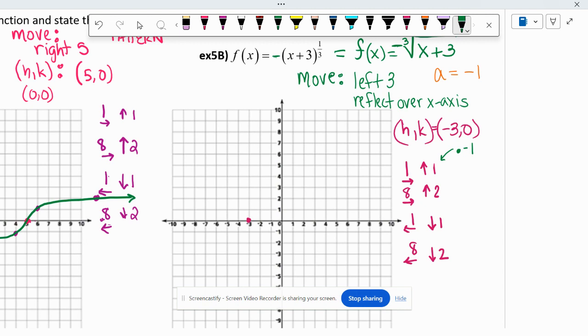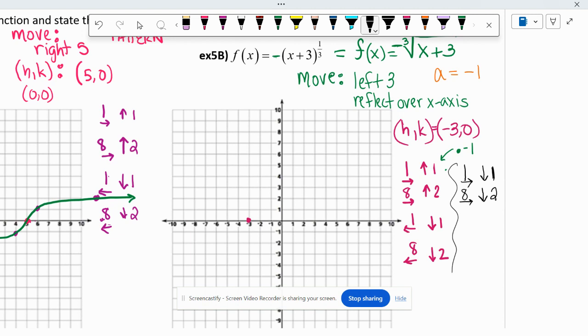So now if I move 1 unit to the right, my pattern up 1 times -1 means that I'm going to go 1 unit down. Instead of going up 1, I'm going to go down 1. And instead of moving 8 units to the right, up 2, I'm going to go 8 units to the right, down 2. That's how I reflect over the x-axis.